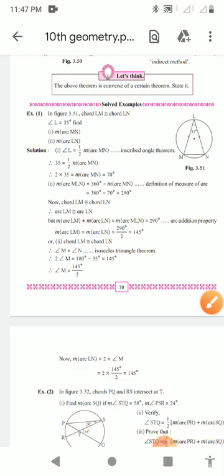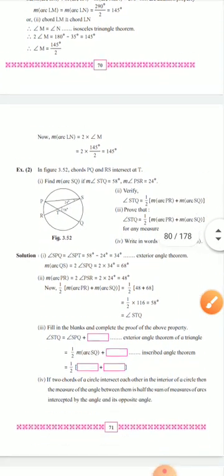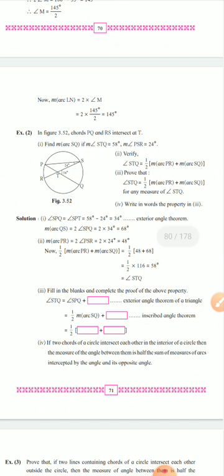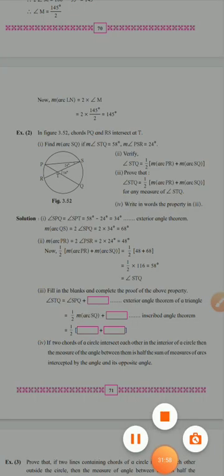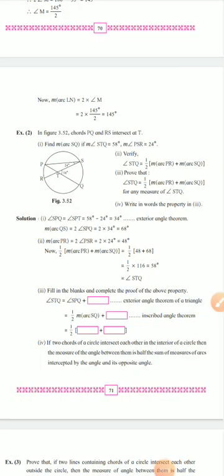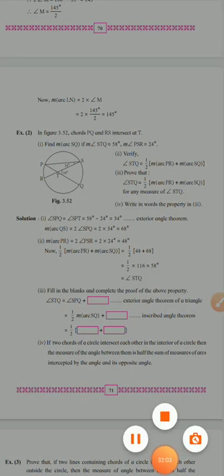Now we will see the second problem. In the second problem, or rather we will solve this problem in our next session. Okay, thank you.